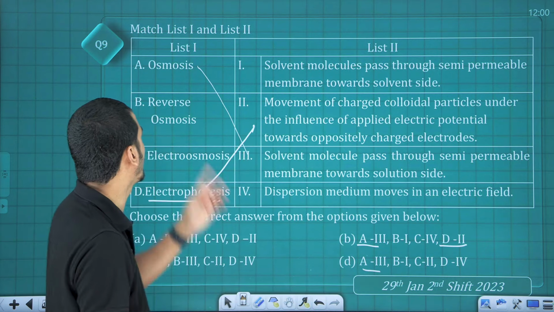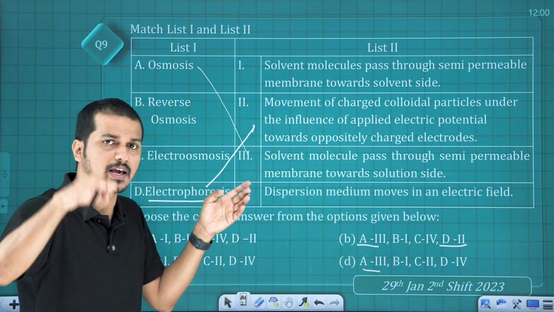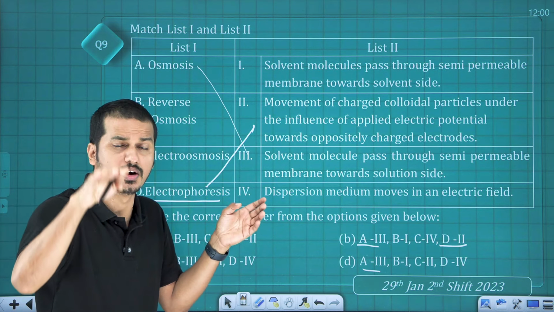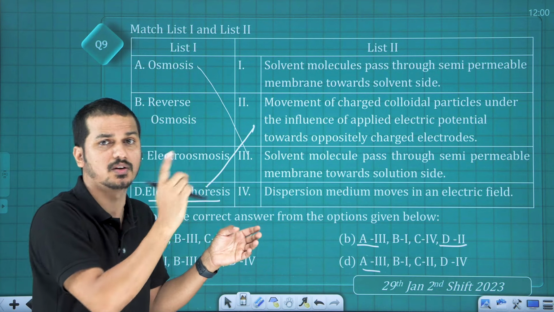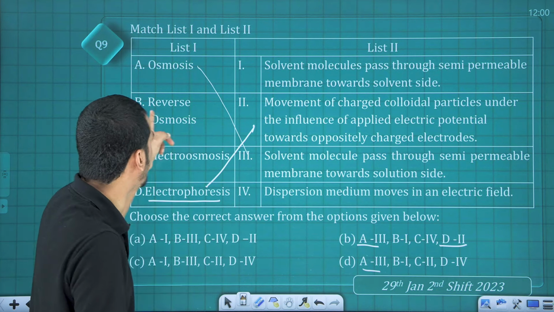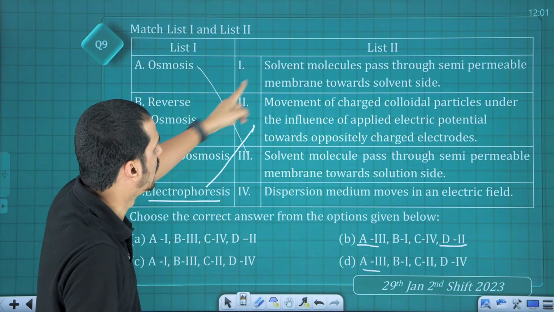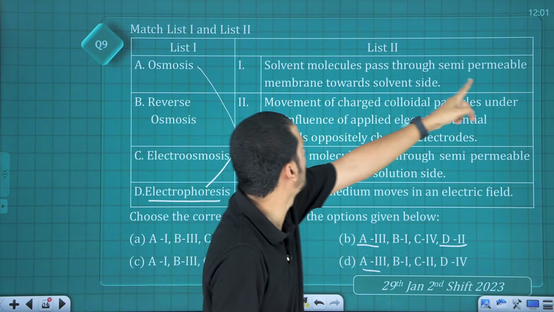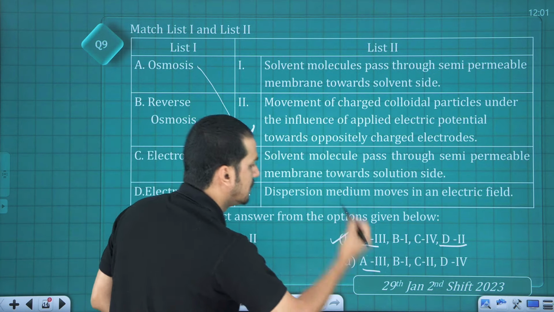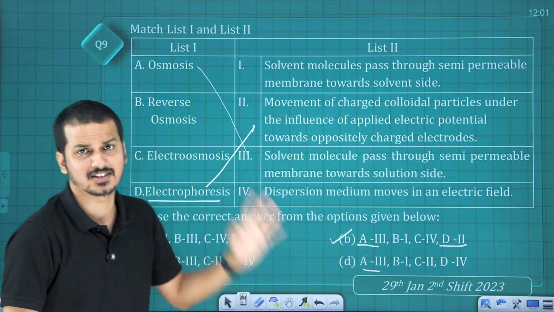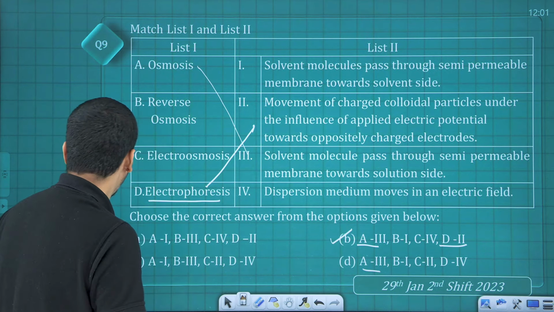Simple. Finished. Reverse osmosis means what? We apply a pressure higher than the osmotic pressure on the solution side. At that time the reverse of osmosis takes place. So B we can connect with 1: solvent molecules pass through the semi-permeable membrane towards the solvent side. Just the reverse. So option B is the correct answer. Clear? Ready? We can move to the next question.